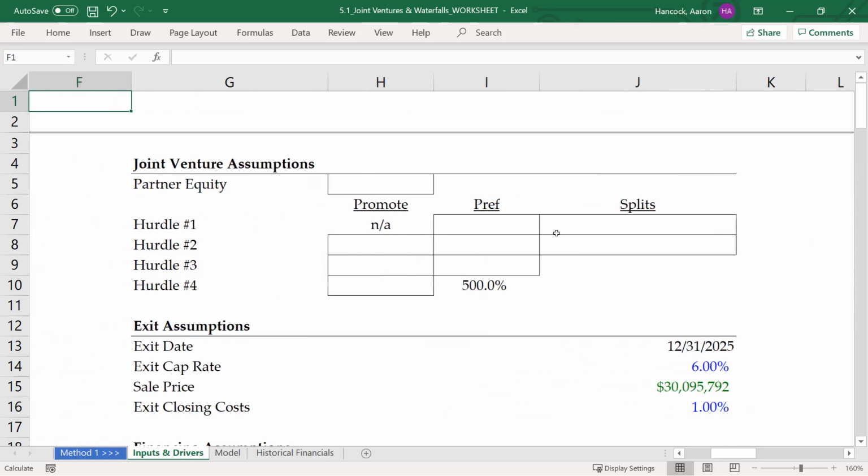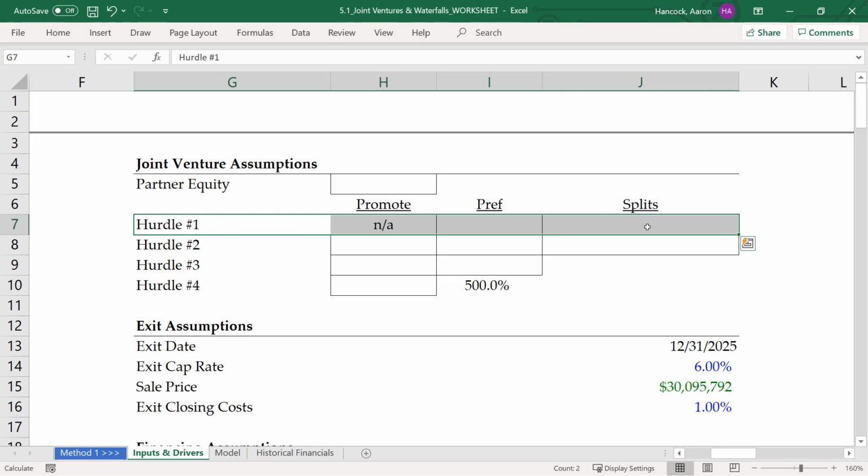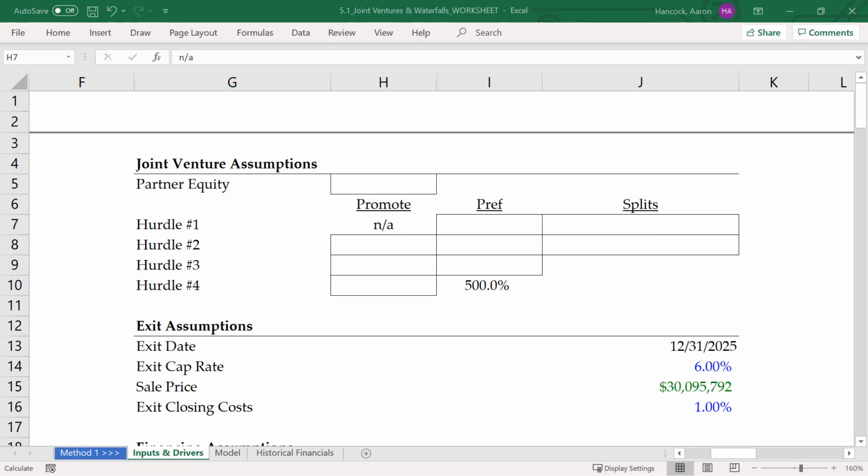The inputs that we need to make sure we're filling in here are really just our joint venture assumptions. What's going to be the equity split between our LP and our GP? What are going to be the prefs at our different hurdles? And then of course, we'll want to calculate the splits. And so we're just going to make some pretty basic assumptions here around what we want to do to calculate the difference between the LP and the GP cash flows.